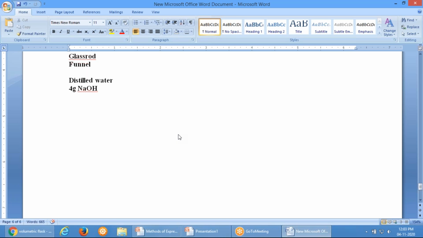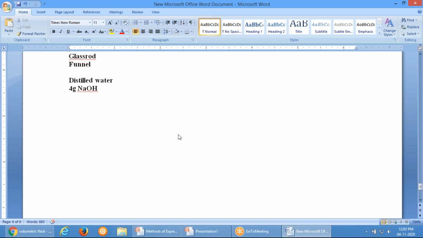So sodium hydroxide is a colorless substance. When you prepare the solution, it will be colorless. So you need to see the lower meniscus till the marking. That marking you see on the neck, till that you need to fill the water. Then your solution will be ready.